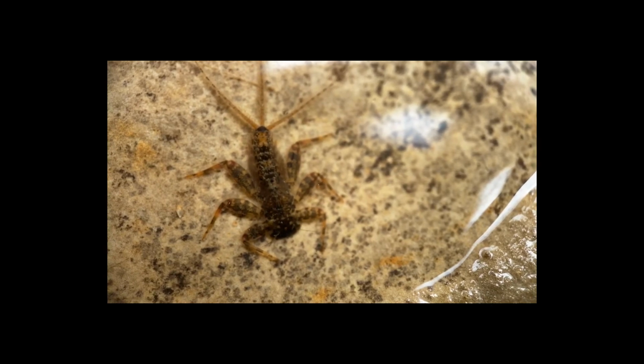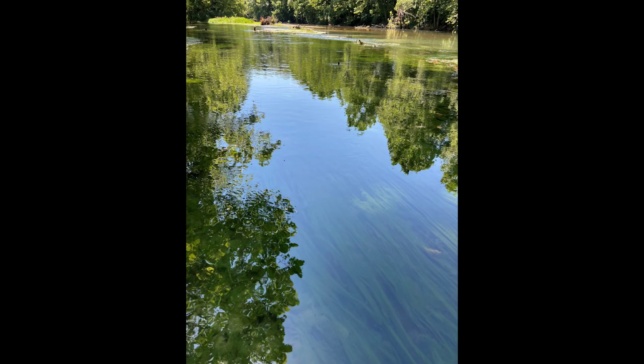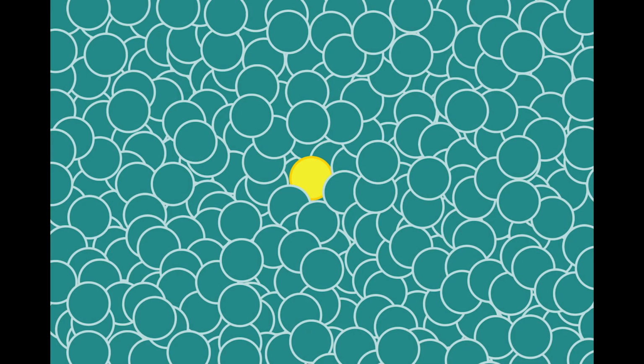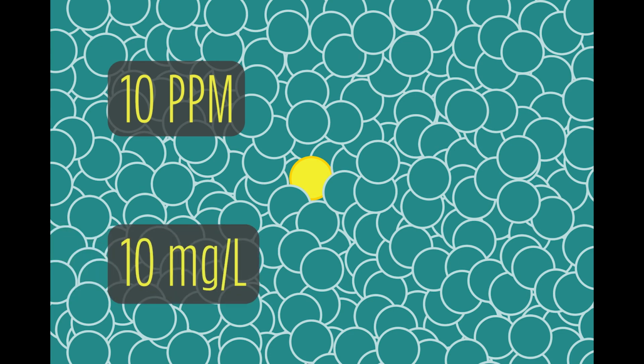Dissolved oxygen, or DO, is the amount of oxygen available to aquatic organisms in the water. Oxygen enters a stream through aquatic plants and algae and from the atmosphere. For every million molecules of stream water, there's only about 10 molecules of dissolved oxygen. This can be stated as 10 parts per million of dissolved oxygen. This is also equivalent to 10 milligrams per liter of DO.